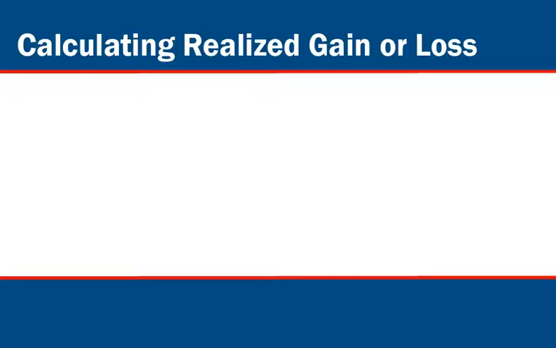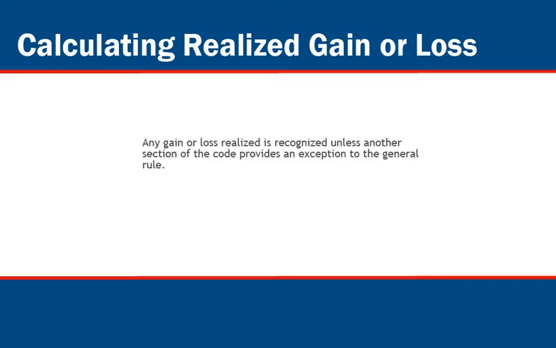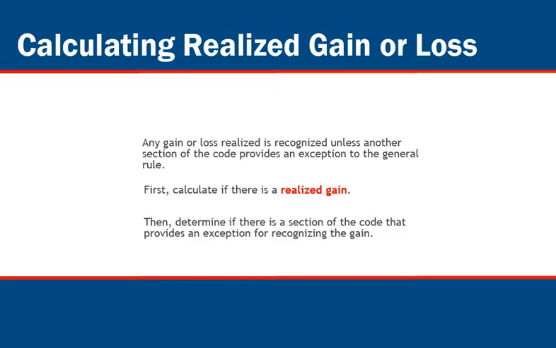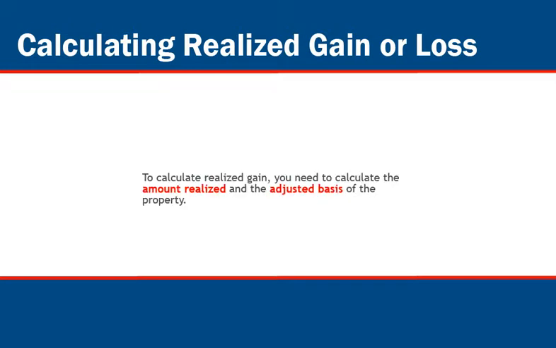Before we discuss these transactions, it's helpful to review how realized gain is calculated. Any gain or loss realized is recognized unless another section of the code provides an exception to the general rule. The first step in any transaction is to calculate the realized gain and determine if a section of the code provides an exception from recognizing the gain. To calculate realized gain, you need to calculate the amount realized and the adjusted basis of the property. If the amount realized is greater than the adjusted basis, then you have a realized gain, and if it's less, you have a realized loss.